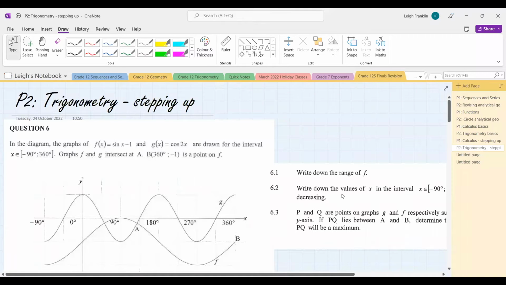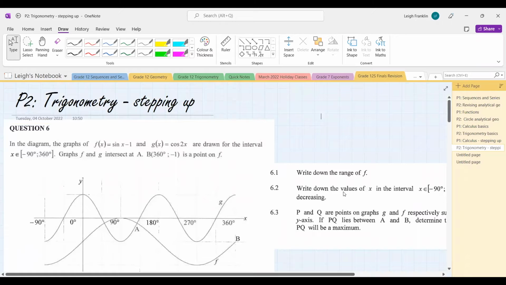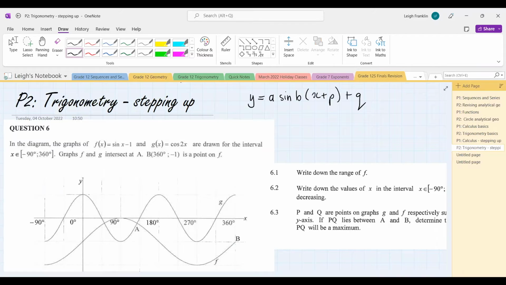But anyway, the first thing that they want us to do is write down the range of f. Now, before we get into that, we need to make sure that we understand what it is that we are looking at. When they say to us we've got a graph y equals sine x, they've made all these changes to it. It's actually the graph y equals a sine b x plus p plus q. Those are all the different things that they can change. So they can change a, b, p, and q. What does a represent? What are they changing about the trig graph when they change a?